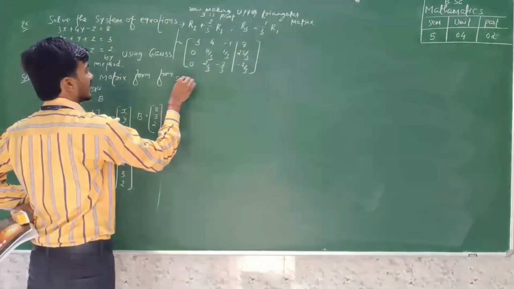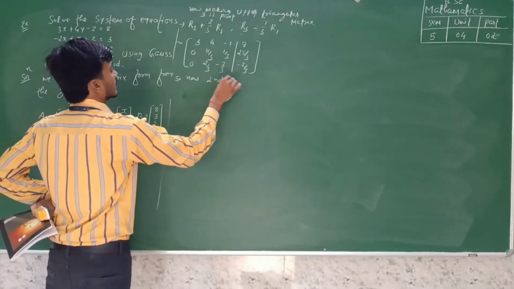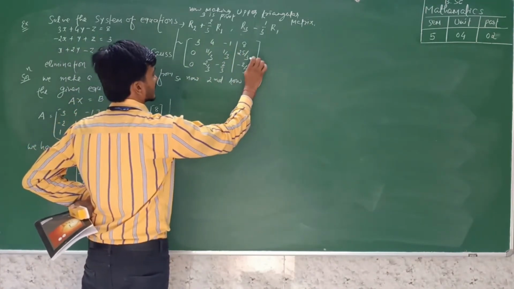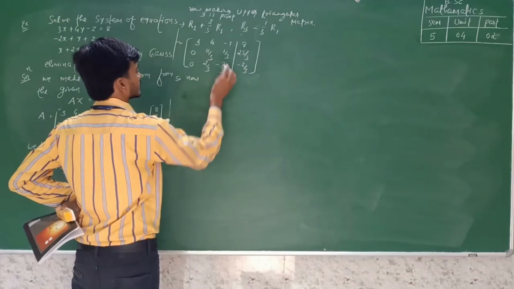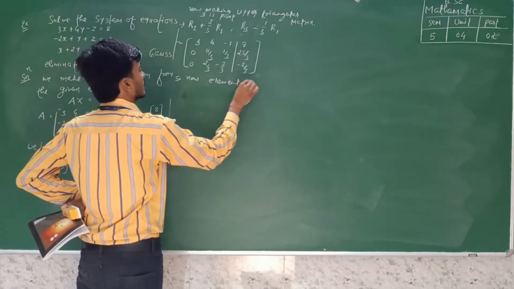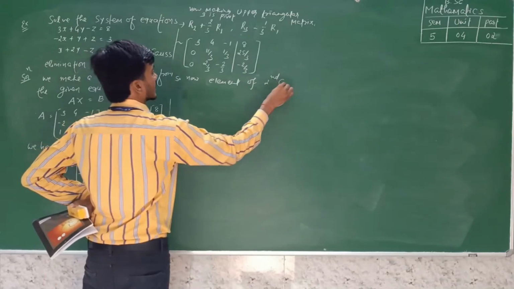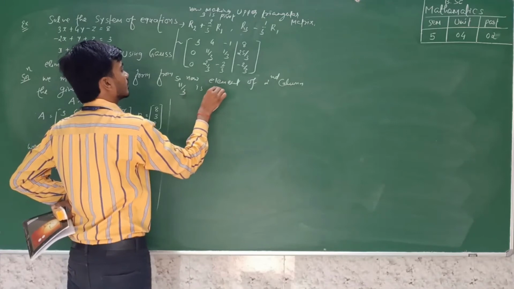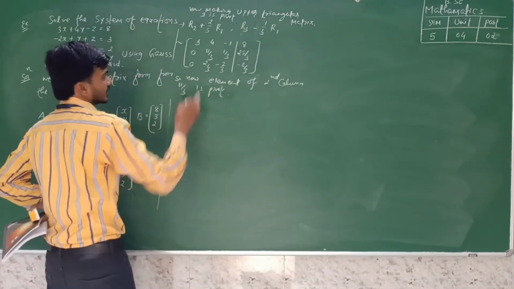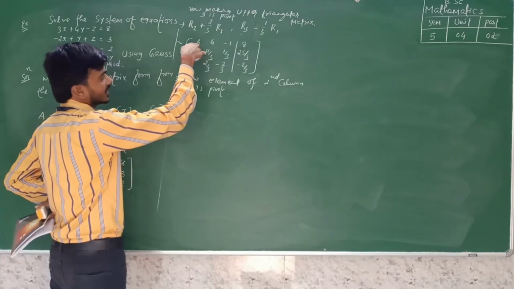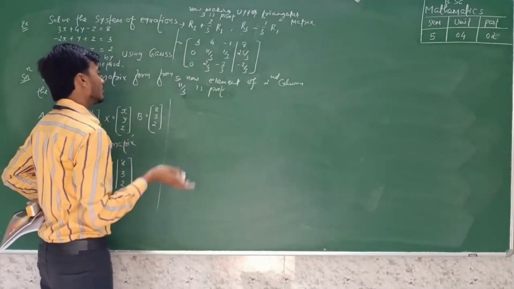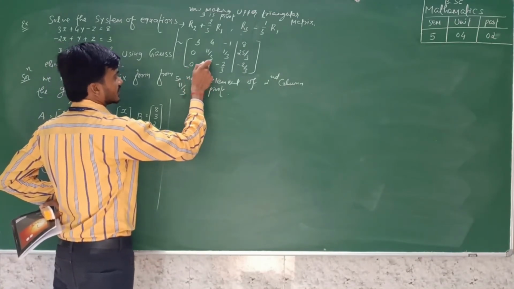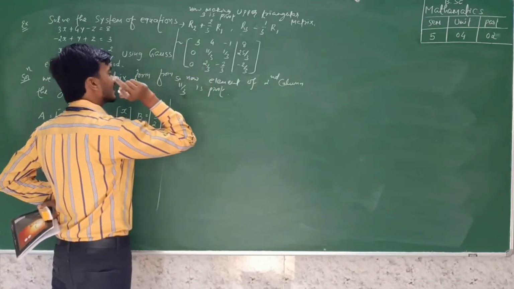Now the second element of the second row, of the second column, 11 by 3, is the pivot. So by using 11 by 3, we make these elements 0. So how do we make these elements 0?